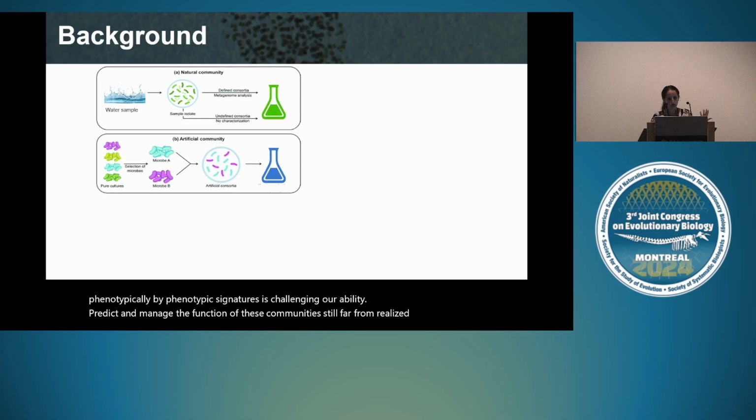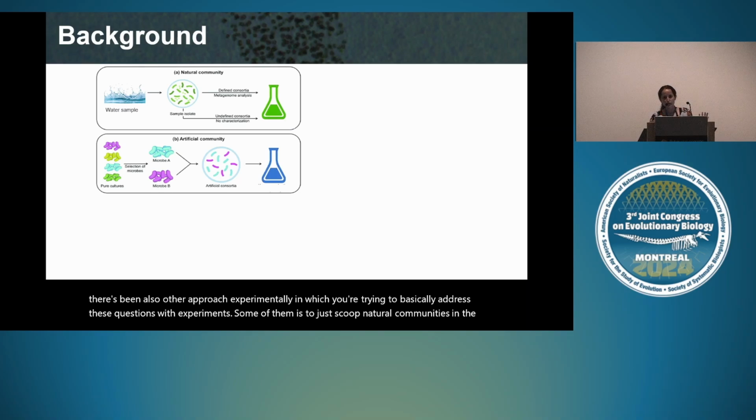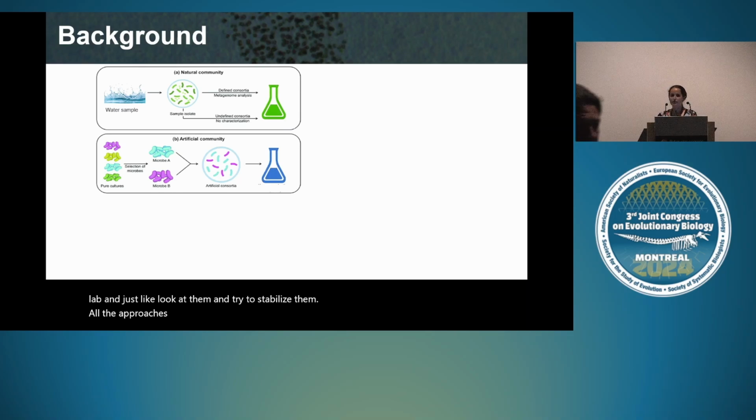So apart from all of the ecological surveys in which people are sequencing, doing metabolomics, metagenomics, there have also been other experimental approaches in which they're trying to address these questions. Some of them is to just scoop natural communities into the lab and look at them and try to stabilize them. Another approach is what I've called artificial communities, so basically isolating different players, putting them together, and then studying them. The approach I'm going to present is what they call synthetic communities.